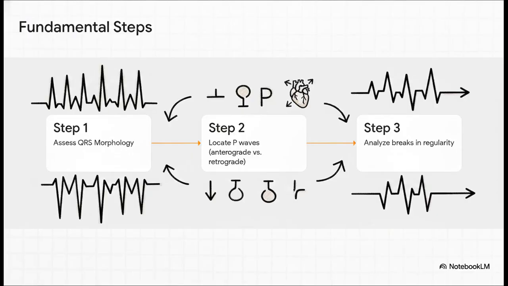Our approach is pretty straightforward and has three key steps. First up, we look at the QRS complexes. Are they narrow or wide? Here, they're all narrow, which points us to a supraventricular origin.